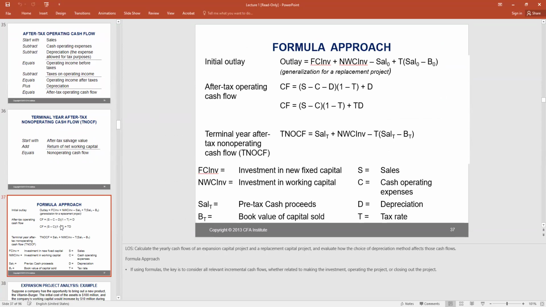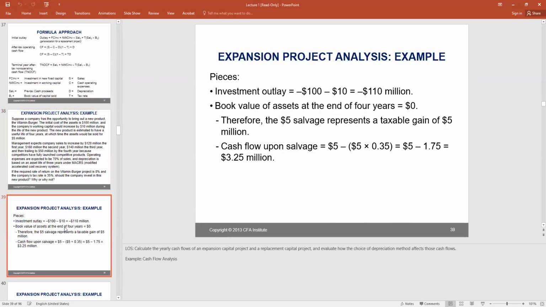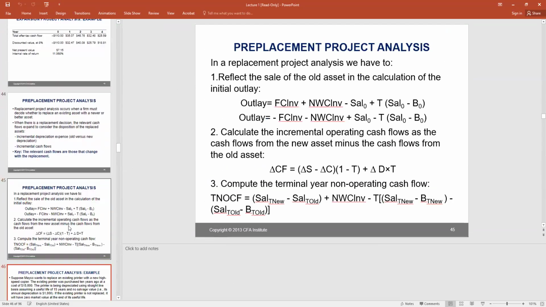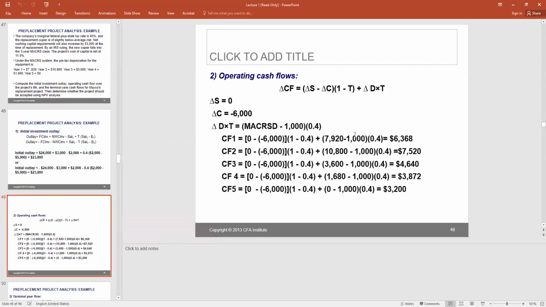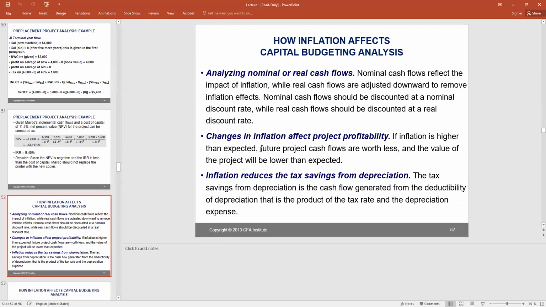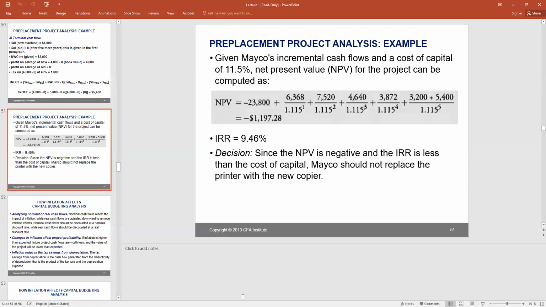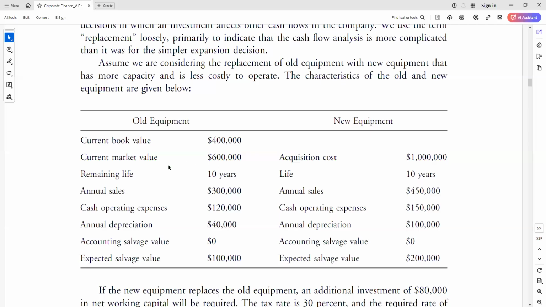Now, okay, the replacement, that was the expansion. And this is the replacement we had. So we didn't have any revenues. So in here we have revenues too. And on the other side, we would like to buy a new equipment with the cost 1 million. The life is 10 years. The annual sales 450, and the cash operating expenses 150. Annual depreciation is 100,000. Accounting salvage value is 0.